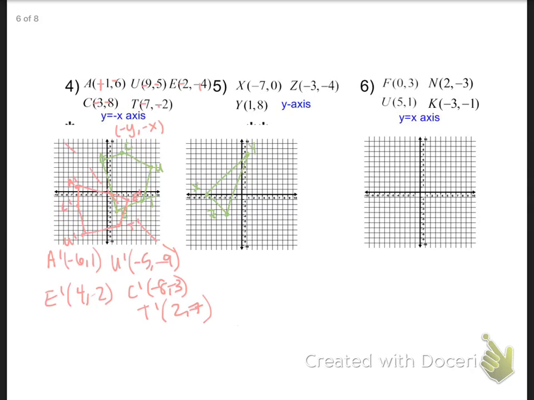Okay, the y-axis, remember, is this one, so that's what we're going to mirror off of. So his shortcut is negative x, y. So I'm going to go through and flip all of my x values. So my next one is 7, 0, so X prime, then positive 3, negative 4, Z prime, negative 1, positive 8, Y prime. And you can see it mirroring off that y-axis.